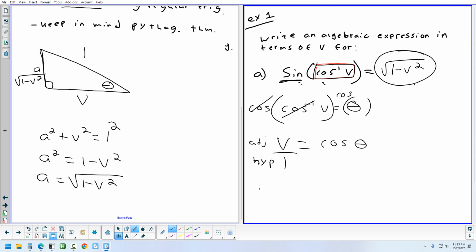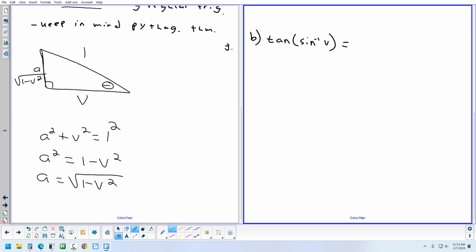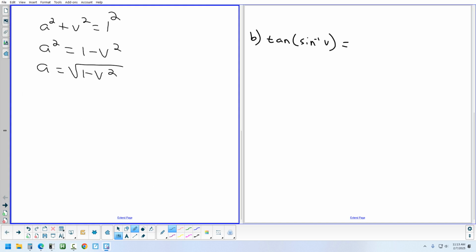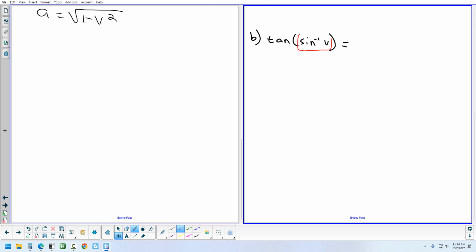All right, so let's try this one. Okay, it's the same idea. I want to start with a certain function, and we're going to work with that. What function am I going to start with here? Sine? Yeah. The inverse sine. Inverse sine, yep. Start with the one that's on the inside.